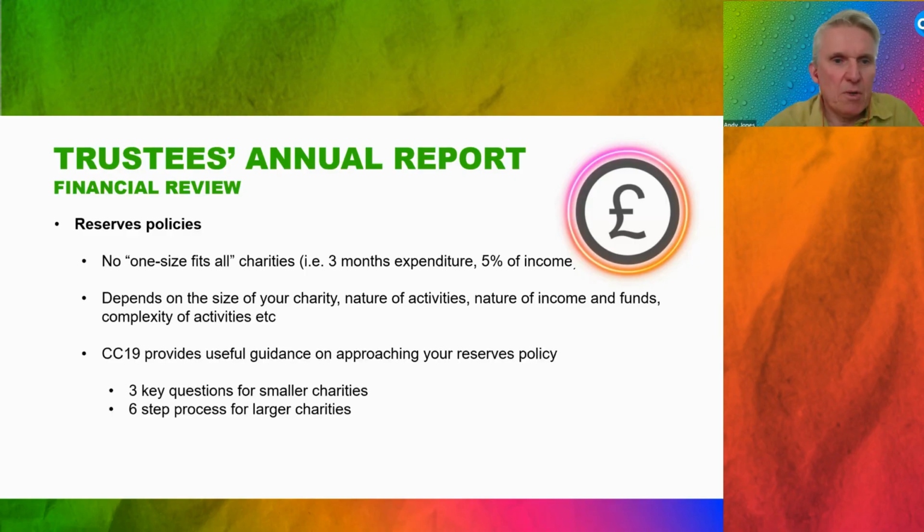So how should you approach it? Well, the Charity Commission provides some really useful guidance, and it's been updated relatively recently. CC19 is really useful guidance on approaching your reserves policies, and it's nicely split between guidance for smaller charities and guidance for larger charities. The smaller and larger definition here is under the existing SORP. So a smaller charity is any charity with less than £500,000 of income, that's your tier one. Larger charities are anyone with more than £500,000 of income, so your tiers 2 and 3.